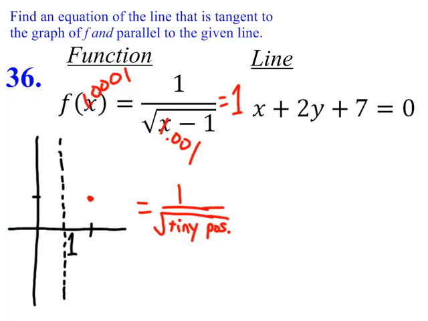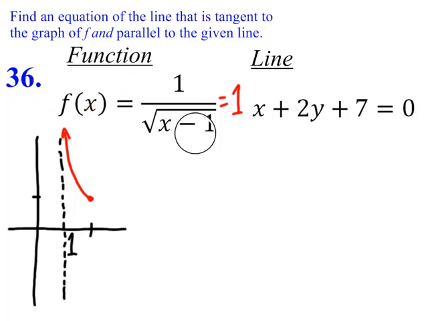That when you have 1 over square root of a tiny positive number, you're going to get a big number, a big positive number. Or you're going to get something that's approaching infinity. And the purpose of all that is for us to just recognize that we're getting an asymptote that doesn't go down to negative infinity, but instead goes up to positive infinity. And what happens as x gets bigger and bigger and bigger?